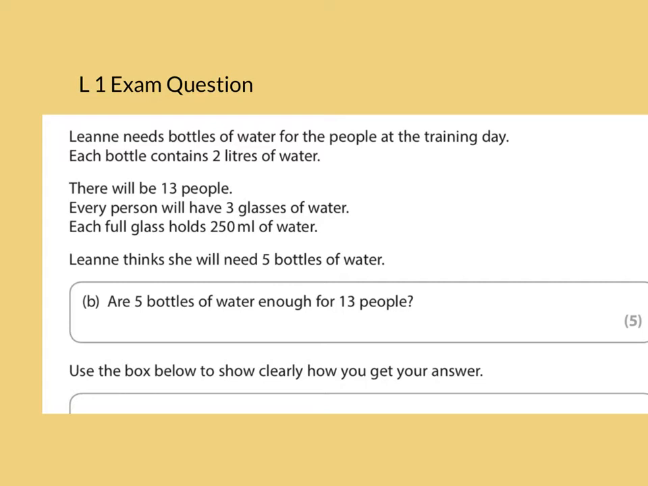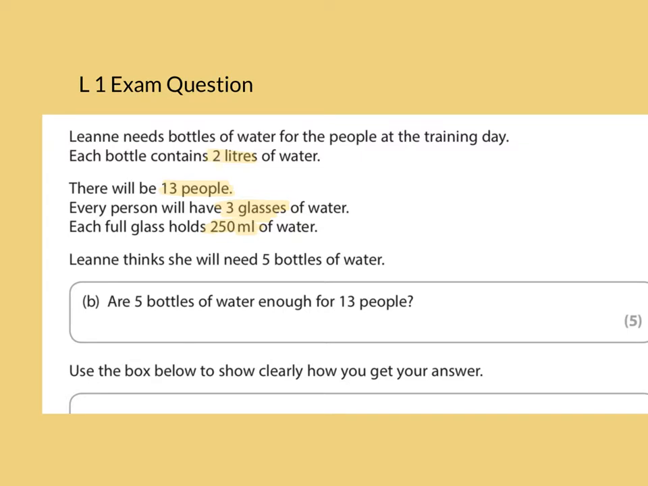So Leanne needs a bottle of water for the people at a training day. Each bottle contains 2 litres of water. So that's the first important thing that I've got there. There's 13 people, so I'll highlight that. Every person will have 3 glasses. Each glass contains 250 millilitres of water. So I've got a lot of things going on here with a lot of numbers. Then I've been told that Leanne thinks she will need 5 bottles of water. Are 5 bottles of water enough for 13 people?